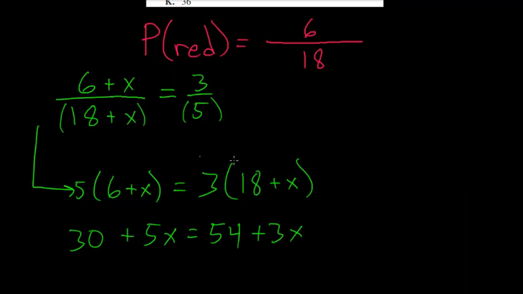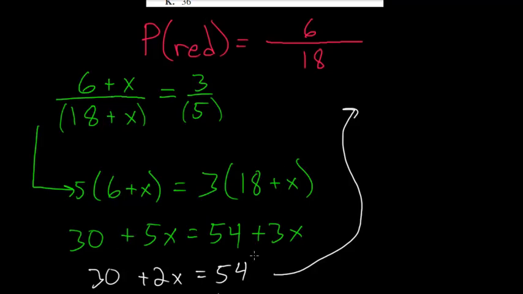And now, subtracting 3x from each side, we have that 30 plus 2x is equal to 54. And subtracting 30 from each side, we have that 2x is equal to 24. And dividing each side by 2, we have that x is equal to 12.